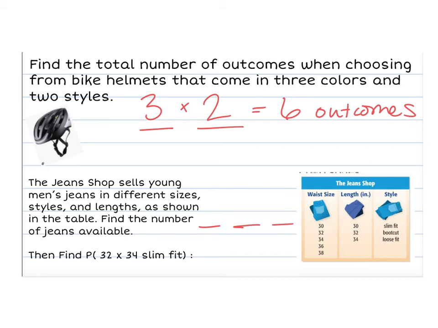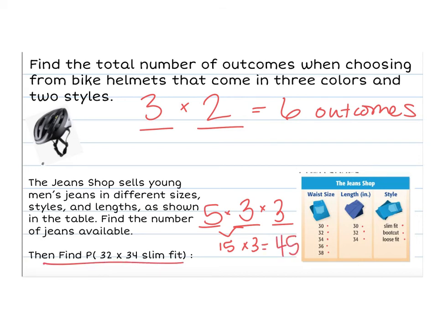Looking at the size, there's 1, 2, 3, 4, 5 sizes to choose from. For choosing a length, there's 1, 2, 3 lengths. And then for style, we've got 1, 2, 3. Multiply those together. 5 times 3 is 15 times 3, which would be 45 outcomes.